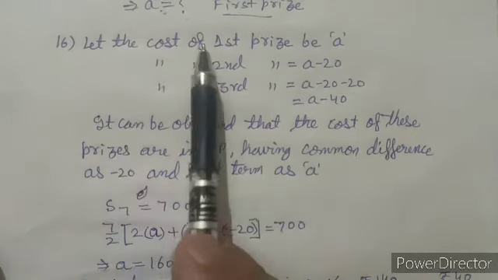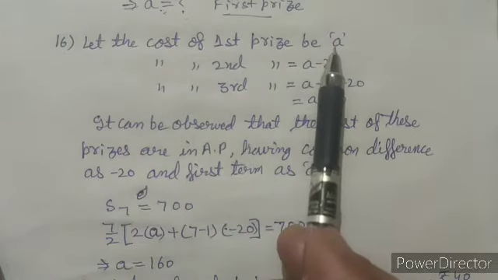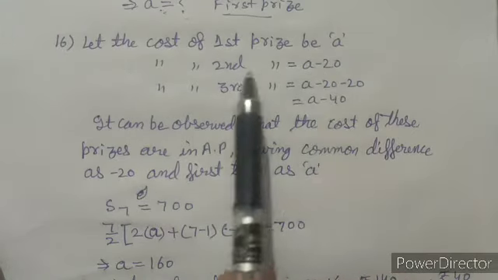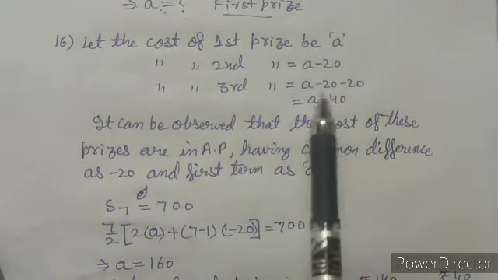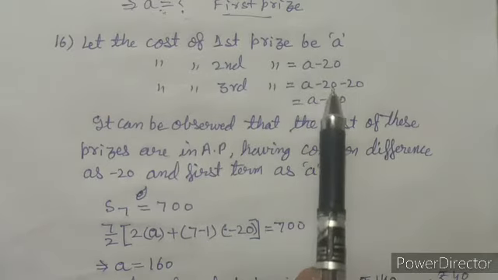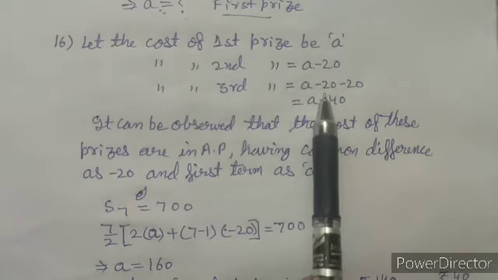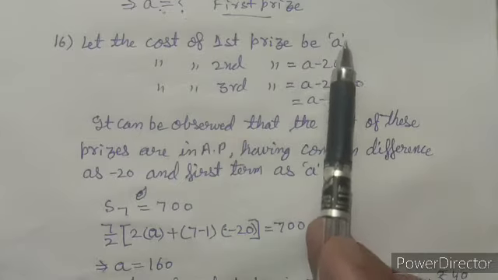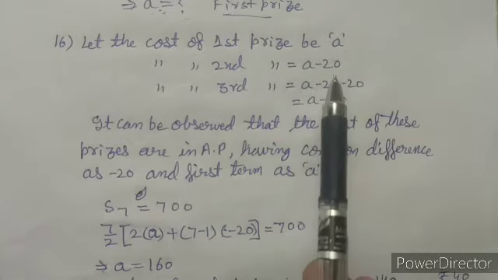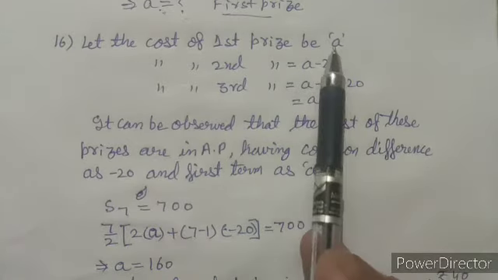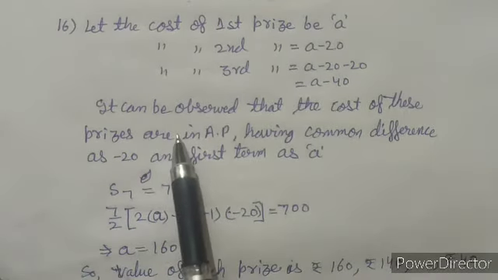Now let us suppose the cost of the first prize be rupees A. Then the second prize will be 20 less than A, and that will be A minus 20. Third prize will be 20 less than the second prize, that means A minus 20 minus 20, and that is A minus 40. Now it is observed here that the cost of these prizes are in AP. Now each prize is 20 rupees less than its preceding prize, so their common difference is minus 20 and the first term is A.